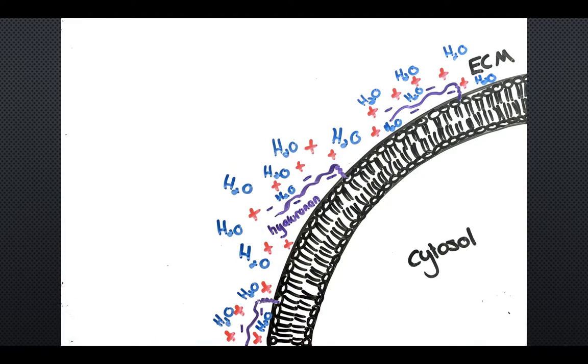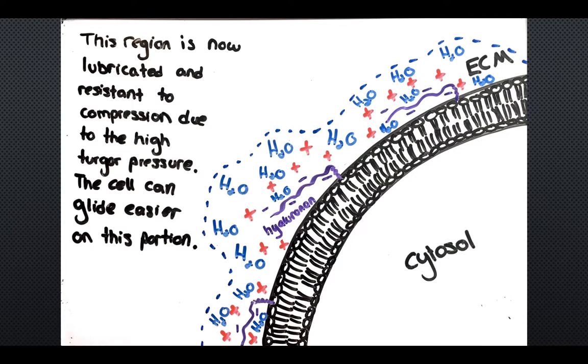So this is just an expanded view. If there were 3 hyaluronan molecules surrounding it, this whole section of the plasma membrane would be coated. And as I said here, it's now lubricated and it's resistant to compression because of the high turgor pressure.